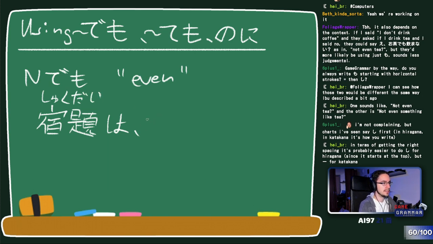Shukudai wa ashita demo ii. Or, oh, this is asatte. I'll use ashita. I'll save myself one kanji and write ashita instead of asatte. Asatte means the day after tomorrow, but we'll just go with ashita demo.